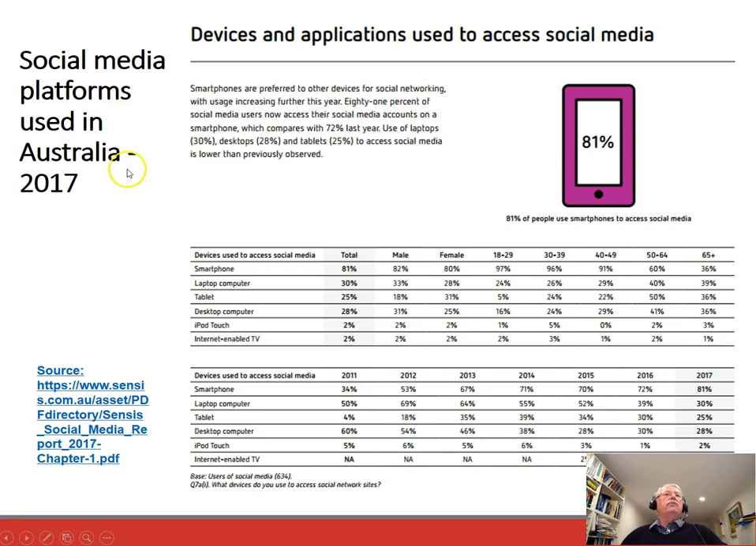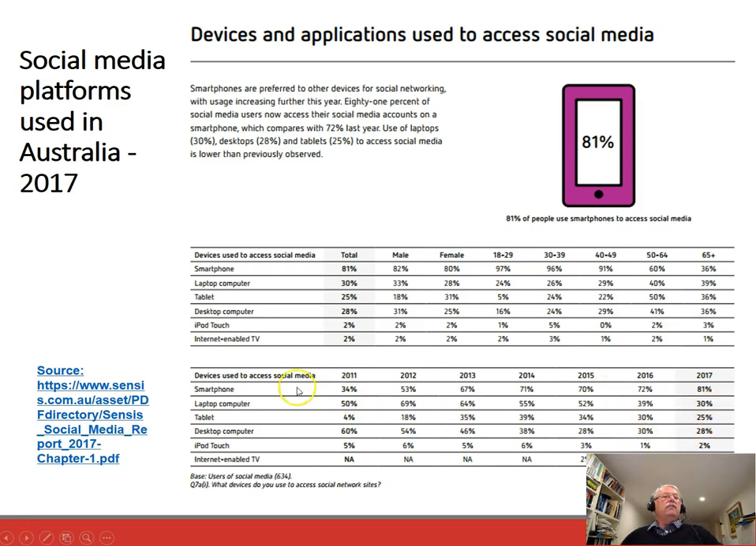If we look at the devices used to access social media in Australia, 81% of people use smartphones to access social media. So when you have a look at the statistics, there's a fair degree of similarity between males and females, except tablets. More women than men use tablets. More men use desktop computers, and slightly more men use laptop computers. So if you look by age group, you can see that the level of usage is negatively correlated with age, apart from desktop computer usage, where the highest percentage of users are in the 50 to 64 age group.